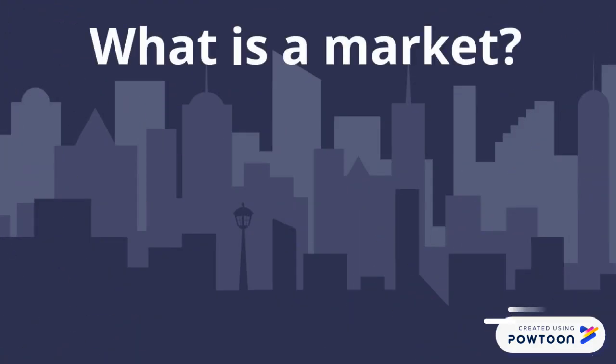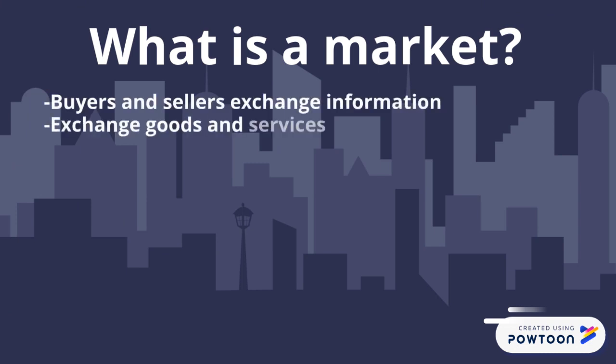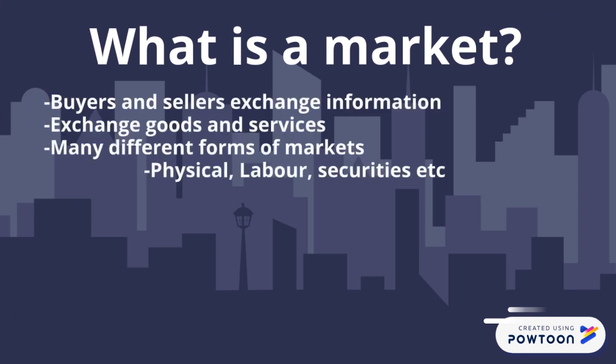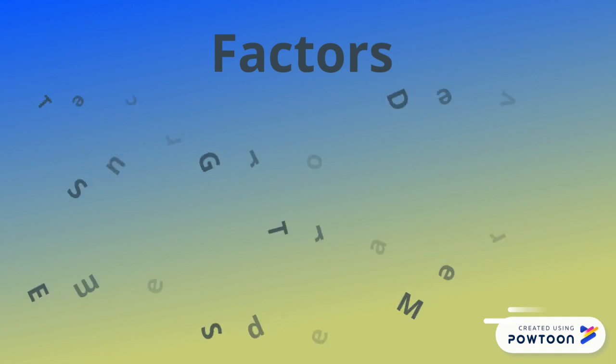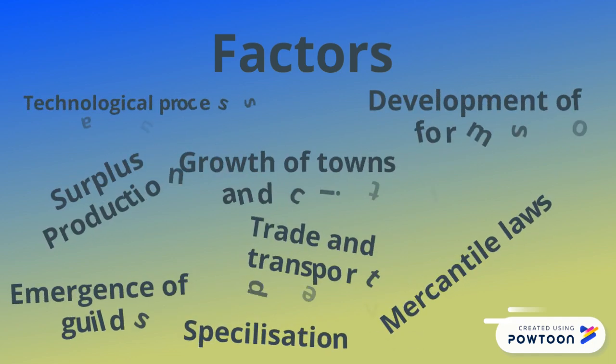A market is a place where buyers and sellers meet in order to determine the price and quantity of the goods or services that are going to be exchanged. Markets can take place in many different forms, such as a physical market, a labor market, a securities market, or even the internet is considered a market. We will be discussing the many factors that lead to the evolution of markets and how they will lead to where we are today.